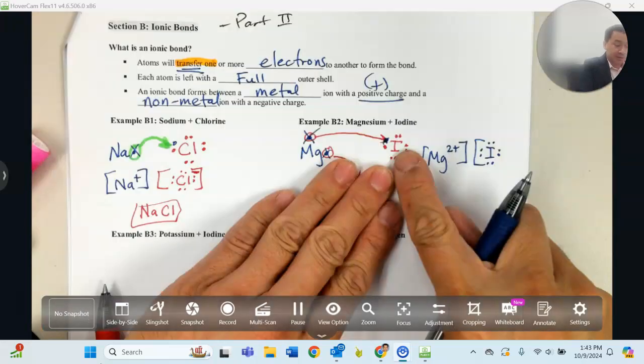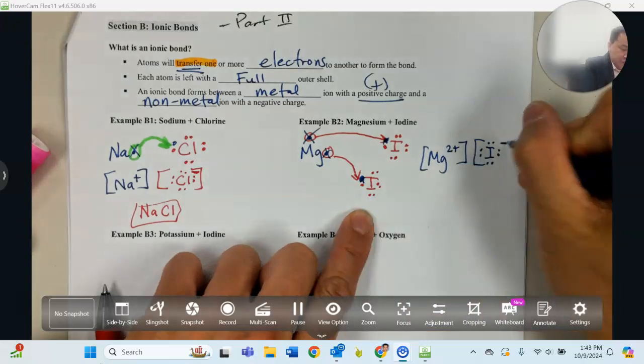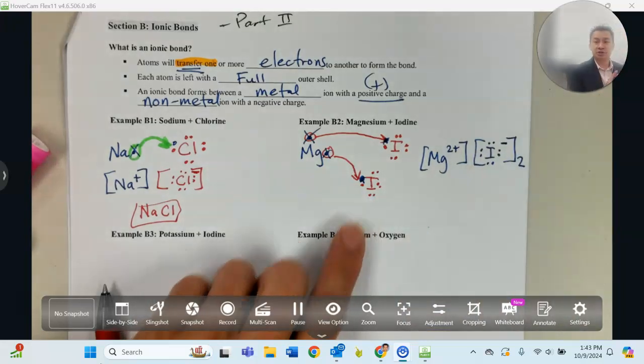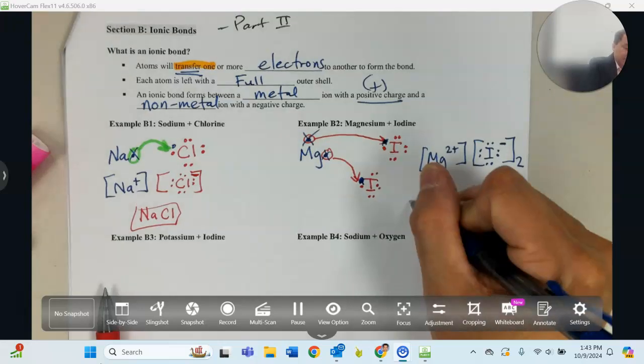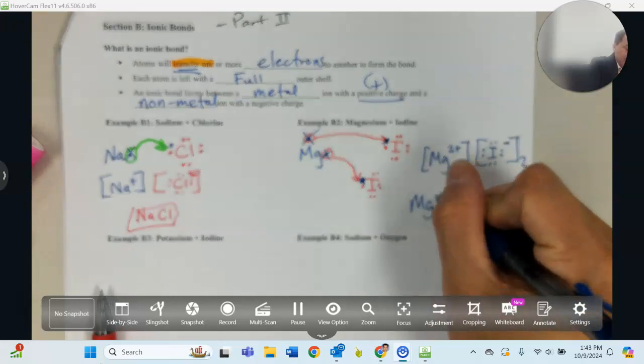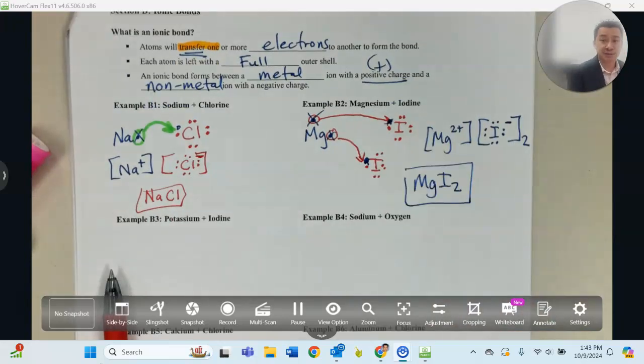Each iodine gained 1. That one gained 1. This one gained 1. So each of them gained 1. Iodine still has a -1 charge. 2 of them, so you put a 2 outside there to show that there's 2 of those. Or you draw it twice. Draw iodine again if you want. So the formula is 1 magnesium will require 2 iodines to form that compound. So it's MgI2. Okay.